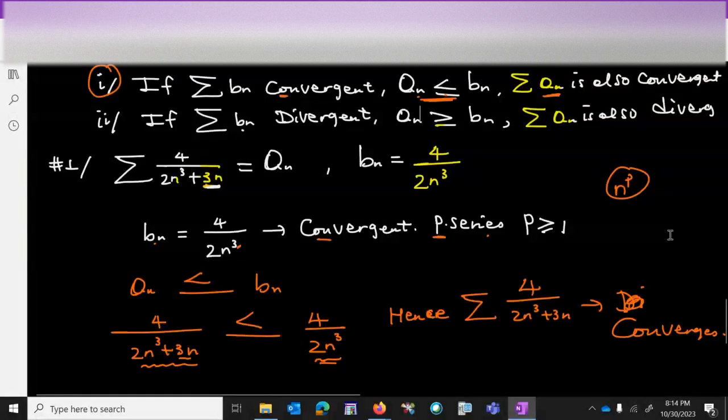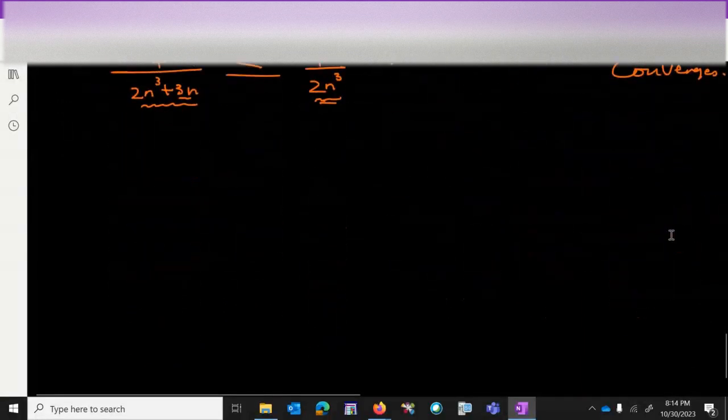Okay, let's do the second problem, and that will make it clear. So let's see, number 2 is this question.